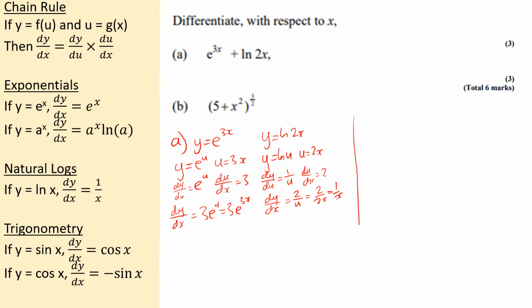Our actual differentiation for the whole function, given we've got e to the 3x, is going to go to 3e to the 3x, which we got over here, and ln 2x is going to go to 1 over x. There we go.